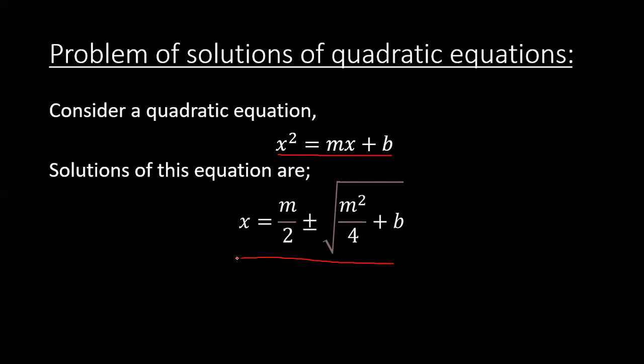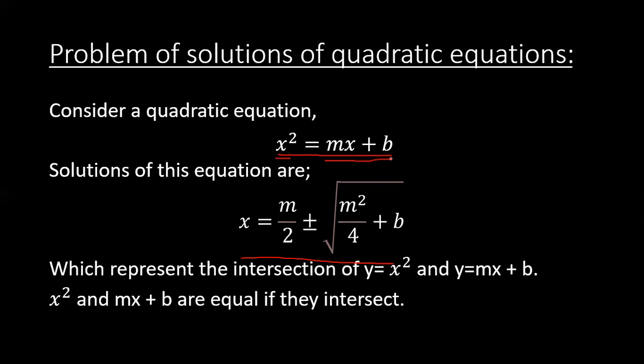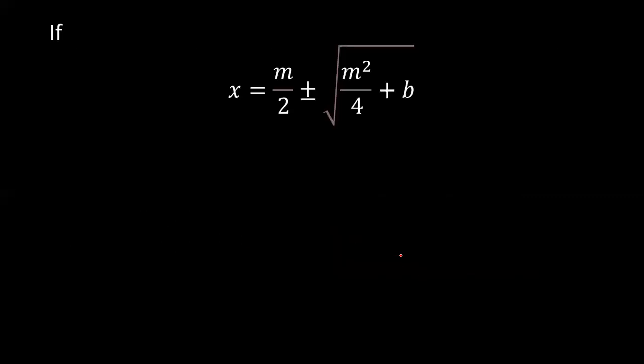So the solution was of this form, and this equation represents the intersection of the parabola x square and the line mx plus b. That's why it has a solution, and its solution is of this form. If we take the solution of this form, we will note that if this thing is less than 0, then this square root will contain a negative sign, and that was a big problem.